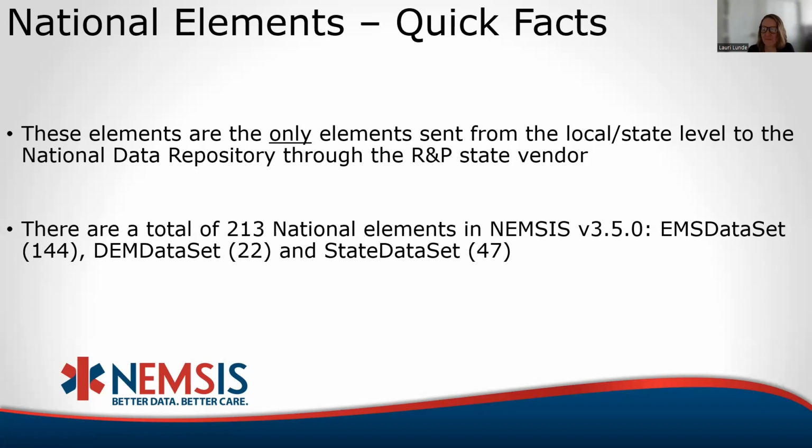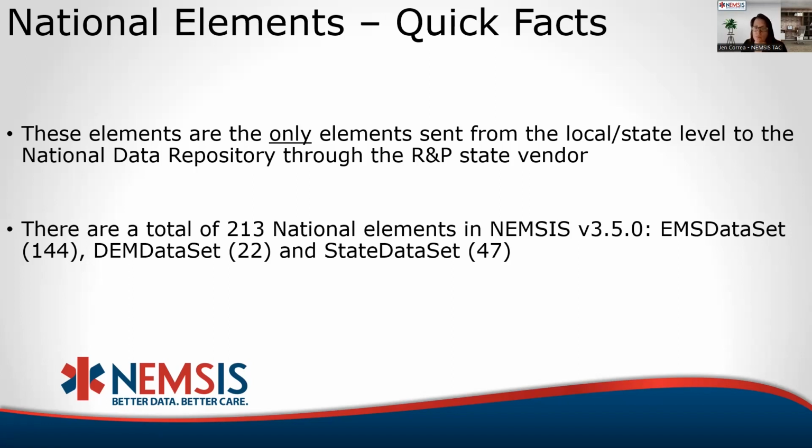So just some quick facts about national elements. These elements are the only elements that are sent to the National Data Repository. National elements are the only ones that come to the NEMSIS TAC, right? There are a total of 213 national elements. Not all of them will be collected and sent in an ePCR. There's only 144 national elements in the EMS data set, right? And not all of those are applicable to every single call.